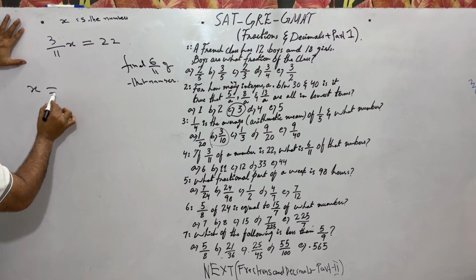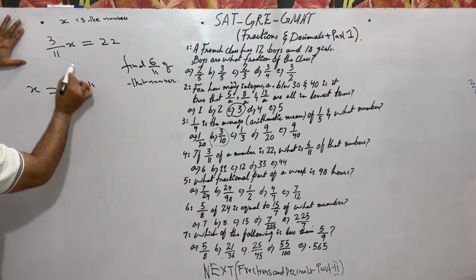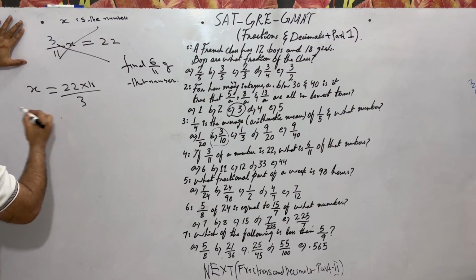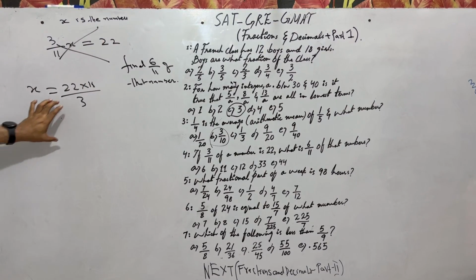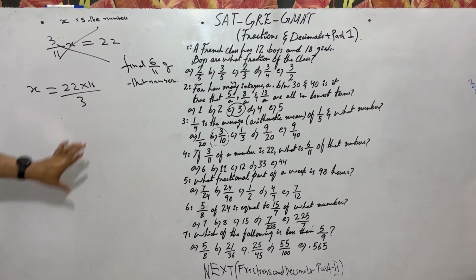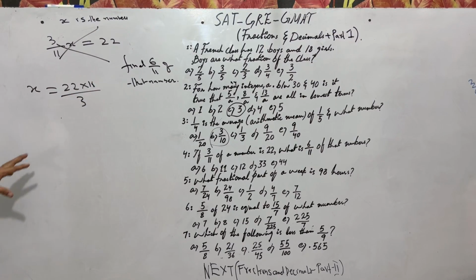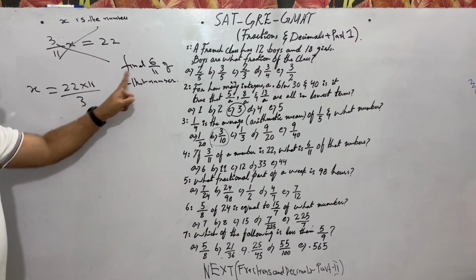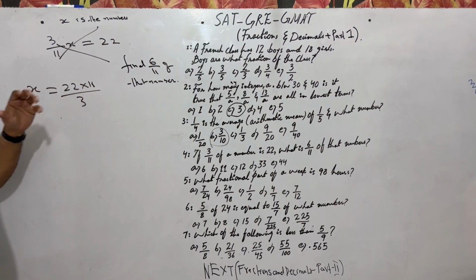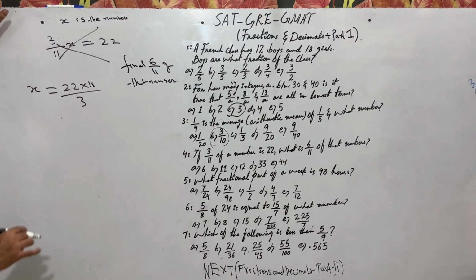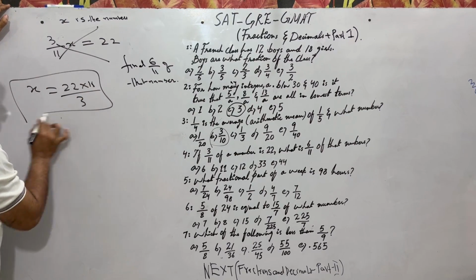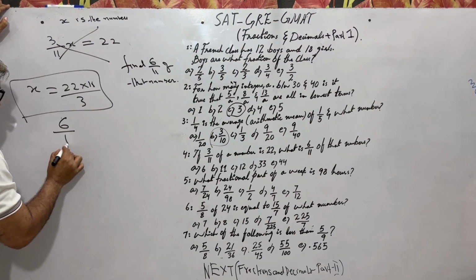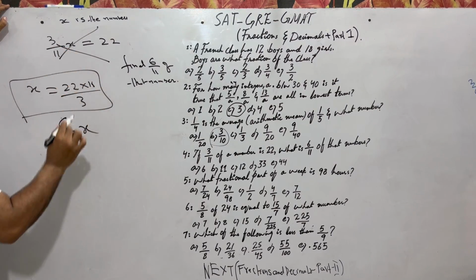x is equal to 22 times 11 divided by 3. That is our required number. Don't become lazy and lethargic and multiply, because 6 and 11 are here. 11 and 11 can be cancelled out, as well as 3. It can be reduced further. So that is our required x. We are asked to find 6 over 11 of the number, 6 over 11 of x.